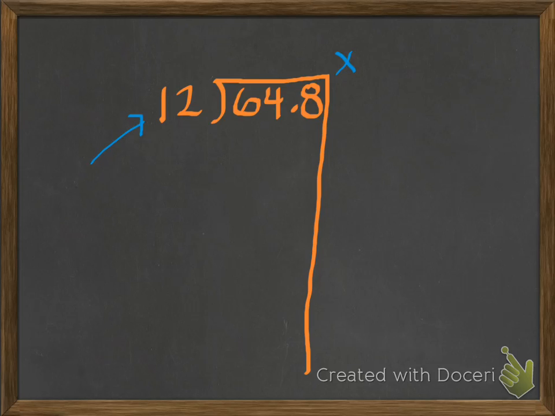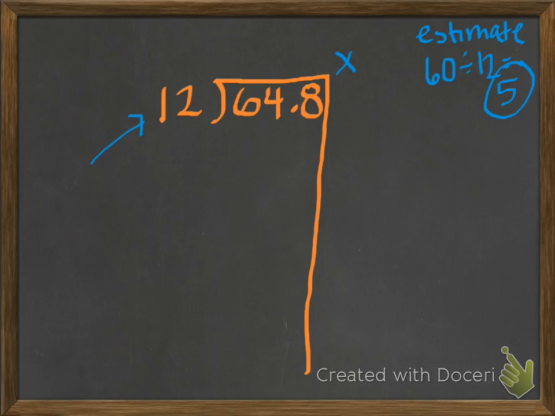All right, well, let's do our estimate. 64 is really, I mean, I could round that down, I guess maybe to 60. Now, I happen to know my 12s facts. You might too. And I know that 5 times 12 is 60. So my estimate is it's going to be close to 5.